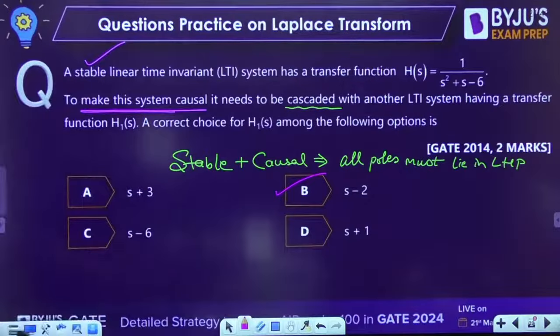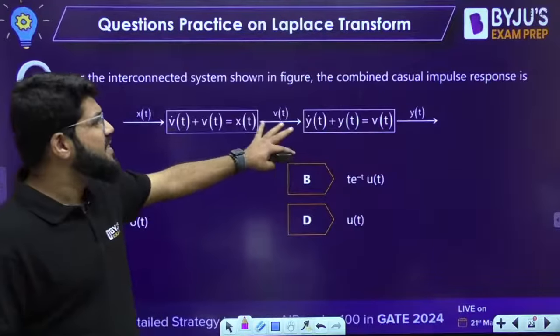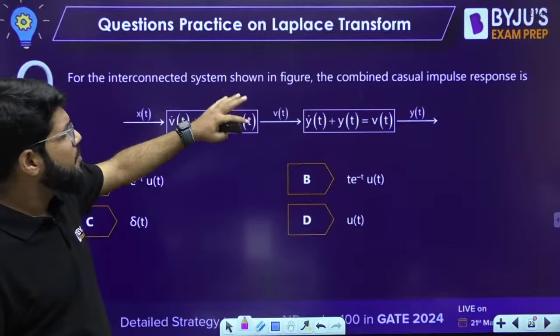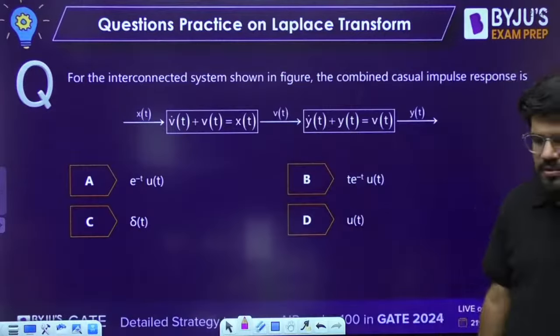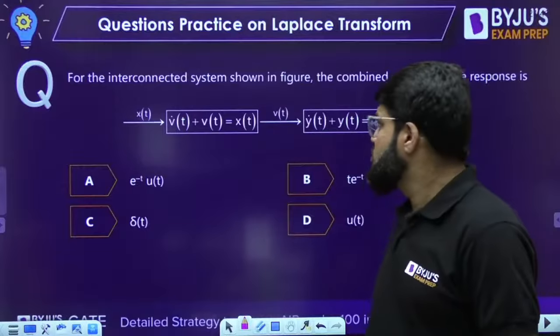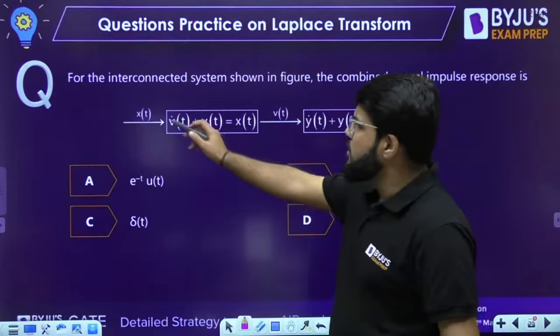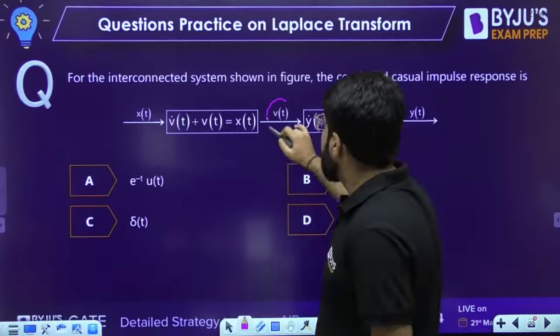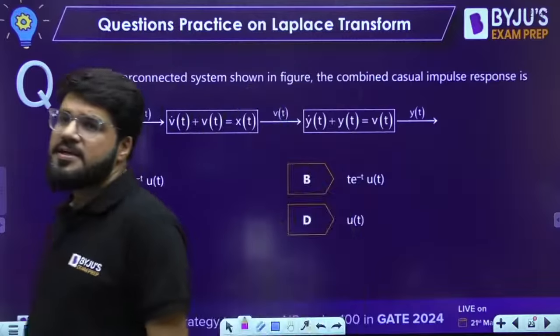Done. Next case. For an interconnected system, again a cascaded system shown in the figure, the combined causal impulse response should be found. Now two systems are connected in cascade again. The actual input is xt, the actual output is yt, and vt is some intermediate signal that is derived from the first system. It is again a cascade connection.